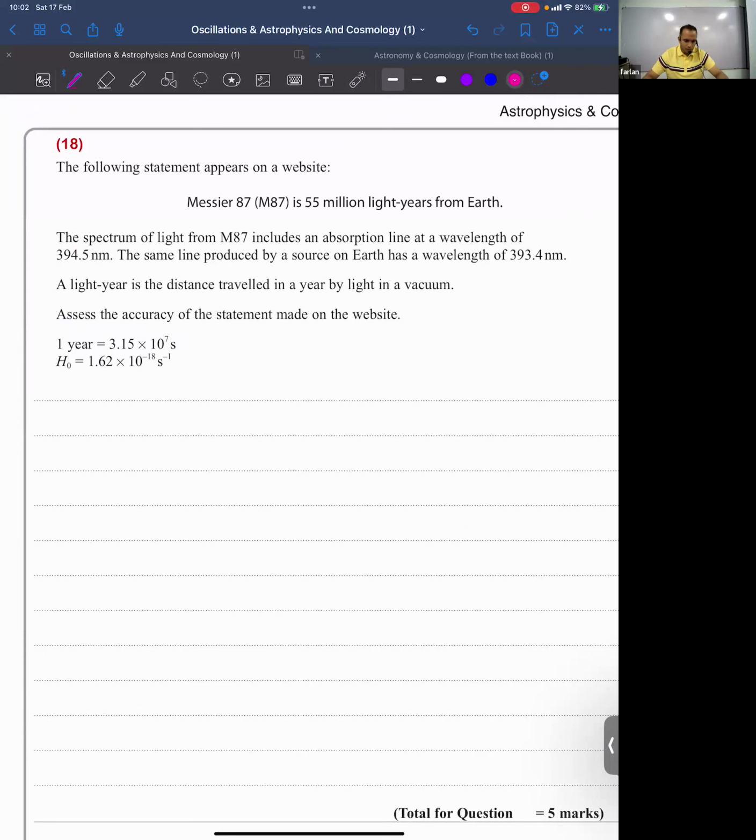The same line produced by a source on the Earth has a wavelength of 393.4 nanometers. A light year is the distance traveled in a year by light in a vacuum, which will be 3 times 10^8 times the time, which is 1 year. Assess the accuracy of the statement made on the website. 1 year is given as this many seconds. What is H naught? The Hubble constant is given here, 1.62 times 10^-18 per second.